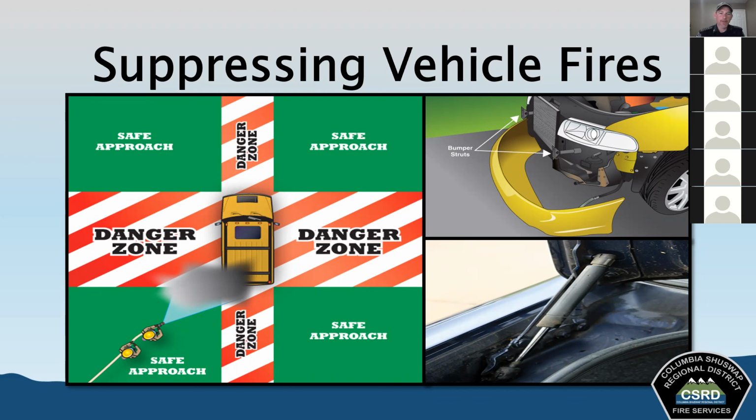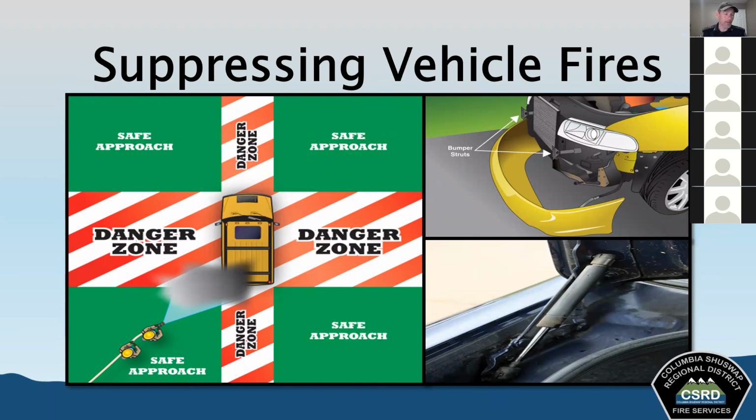Now, the reason we do that is, and you can see on the pictures on the right here, we have bumper struts that are pressurized. Those hydraulic struts have the fluid inside, which allows some hatchbacks to go up and stay up and move smoothly. When those get heated in a fire, they can become very pressurized, end up discharging and becoming little projectiles towards us.